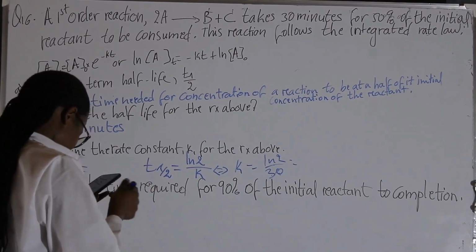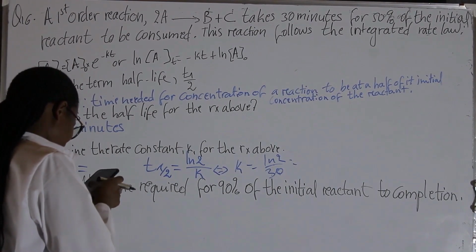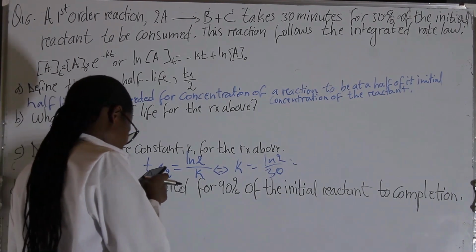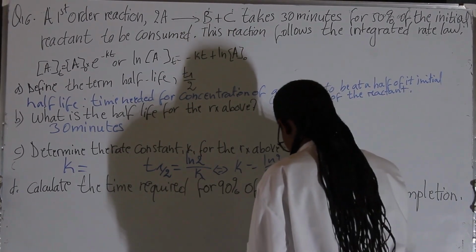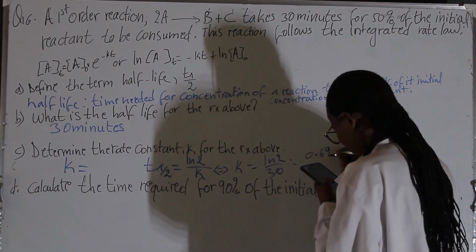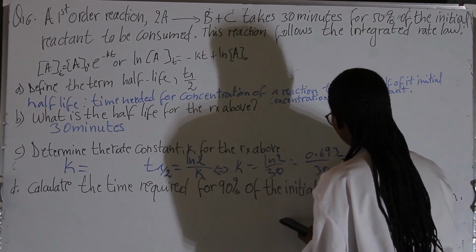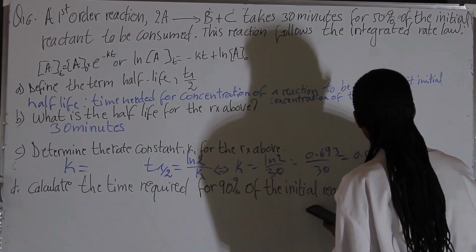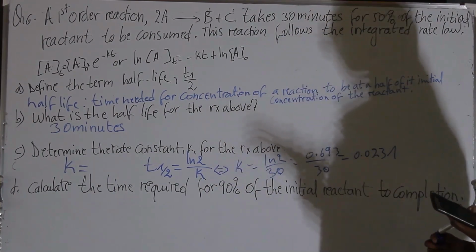By calculating, we get 0.693 over 30, which will give us 0.0231. This is the rate constant of this reaction.